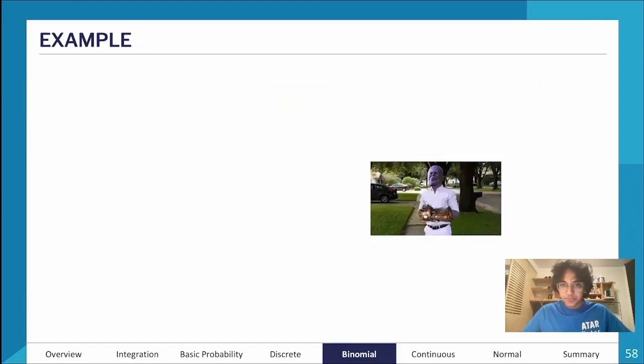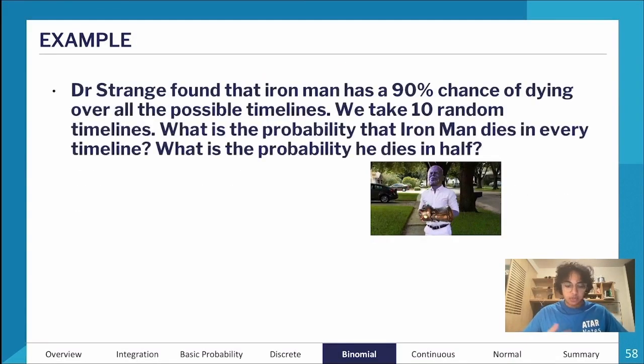Let's do a question. So let's say Doctor Strange found that Iron Man has a 90% chance of dying over all possible timelines. Let's say we take 10 random timelines. What is the probability that Iron Man dies in every timeline? And what is the probability he dies in a half? I'll give you guys some time to think about it. Have a pause maybe. See how you go.